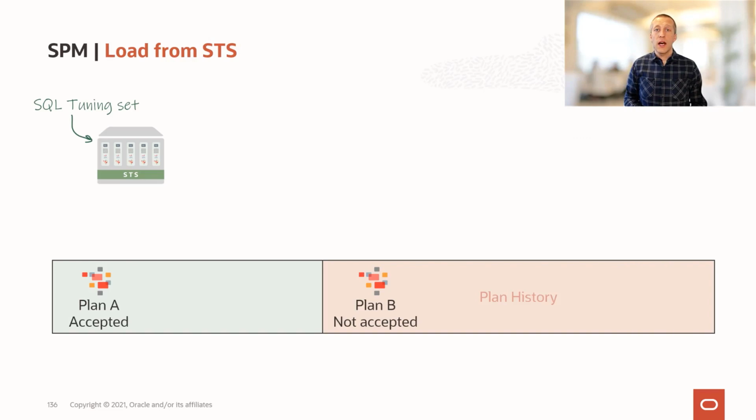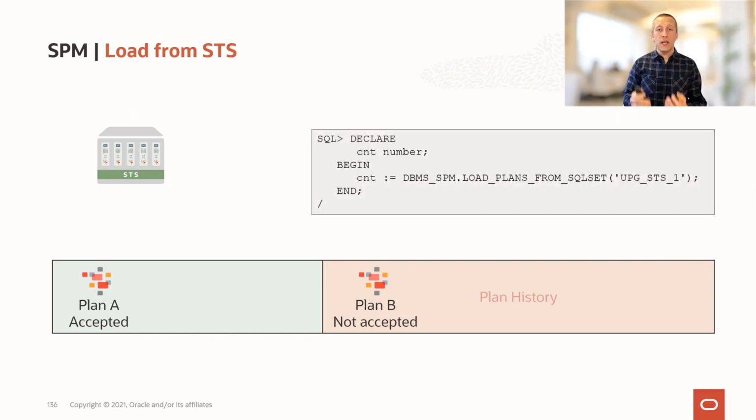Now, let's look at how we can load more plans into the SQL plan baselines. Because previously, in our source database, we collected all those good plans and put them into a SQL tuning set. Now, we can take the plans from the SQL tuning set, put them into the baseline, and because it is plans that you provide, the database assumes that it's a good plan and it's automatically accepted.